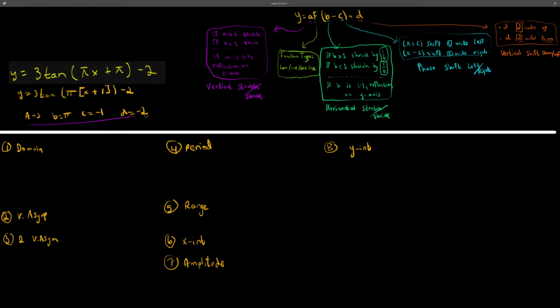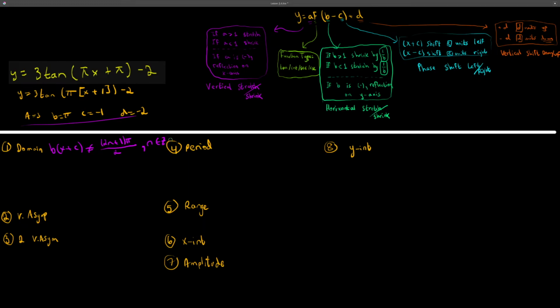Now that we have the 4 values, we can start solving with the domain. So the domain of tangent is going to be odd multiples of pi over 2. So we're going to write bx plus c is going to be equal to odd multiples of pi over 2. So the formula is 2n plus 1 pi over 2. And we should also mention that n belongs to all integers.